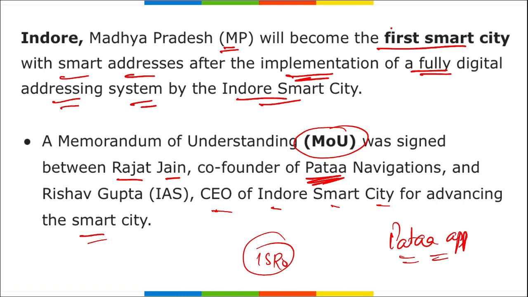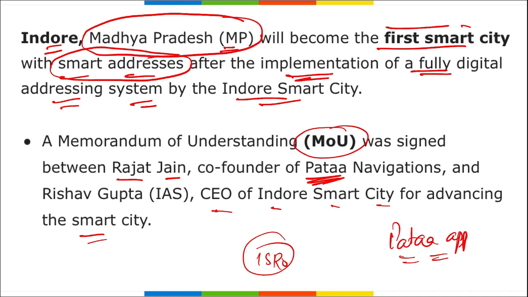And that is the reason we are saying that Indore has become the first smart city of India with smart addresses. Alright, and where is Indore? In which state? It is located in Madhya Pradesh.